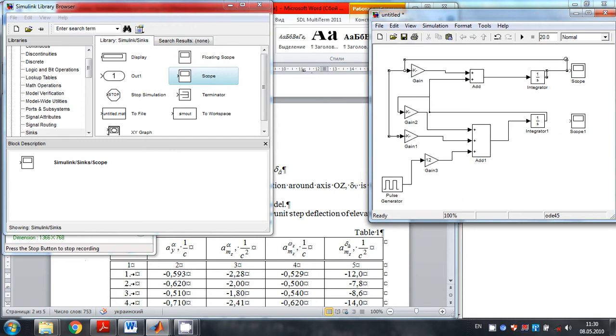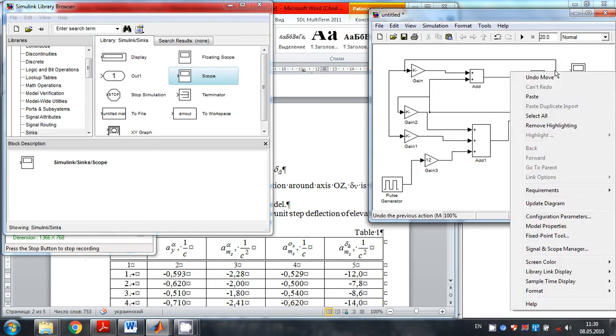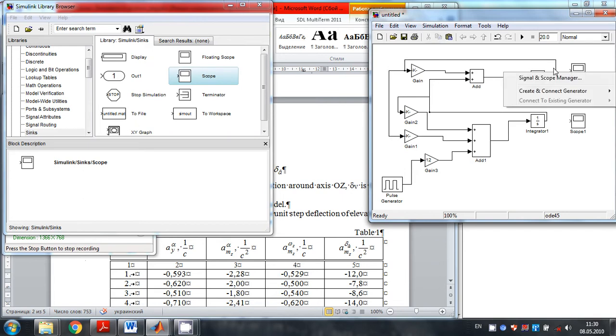Again, right click here. So I'm starting from this end. Okay, left click and we do this from the other end. Okay, we can make it look nice later. So the system is basically ready to be simulated. We click on this triangle here.